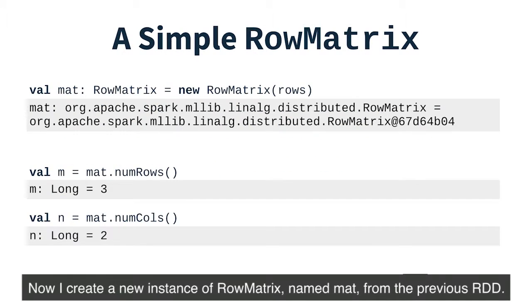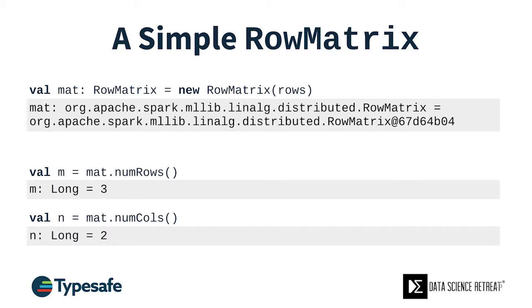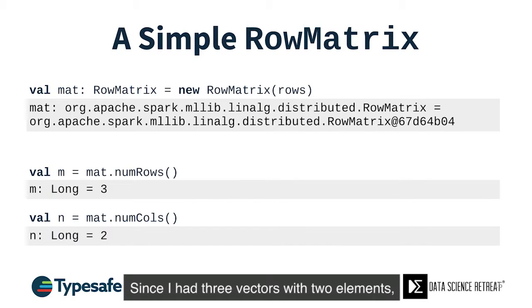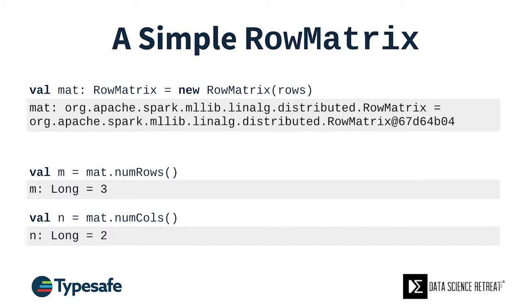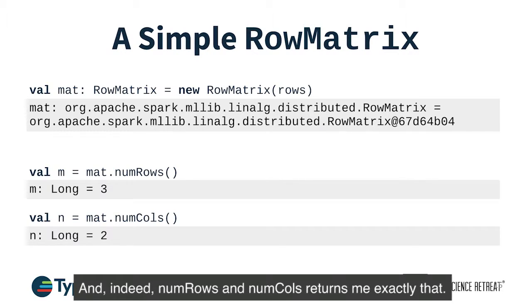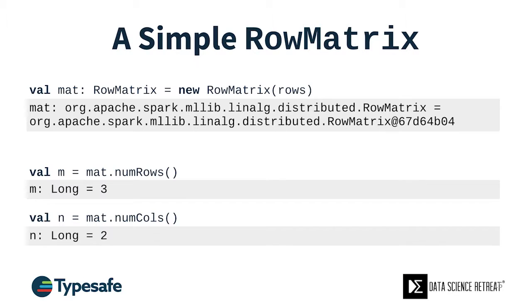Now I create a new instance of row matrix named mat from the previous RDD. Since I had 3 vectors with 2 elements, I should get a matrix with dimensions 3 by 2. And indeed, numRows and numCols returns me exactly that.